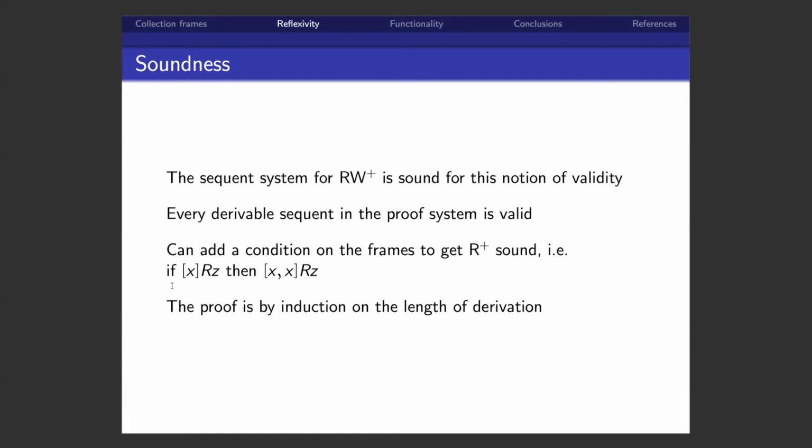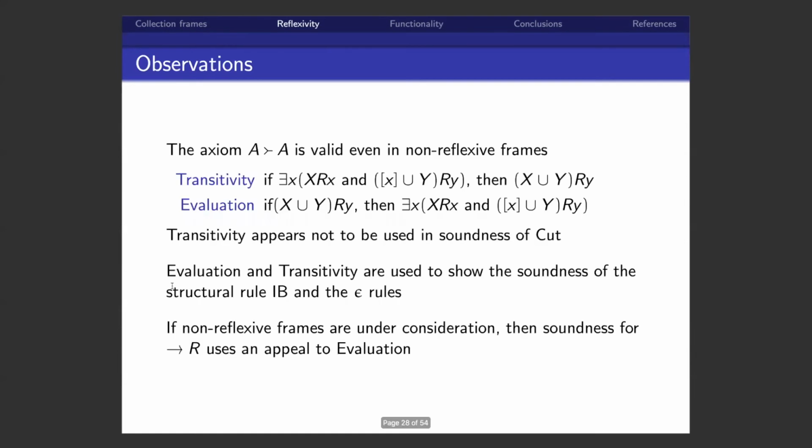I think they're interesting observations to give you a feel for how the various bits and pieces are coming together. So first off, the identity axiom is valid even in non-reflexive frames. We're working with a kind of reservation notion of validity, so we get identity valid. And just as a reminder, we had these two conditions, transitivity and evaluation. They're part of being a compositional multiset relation.